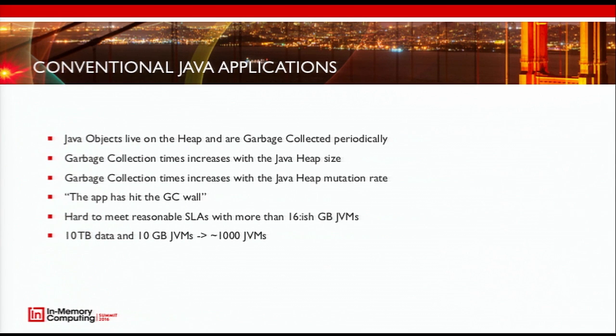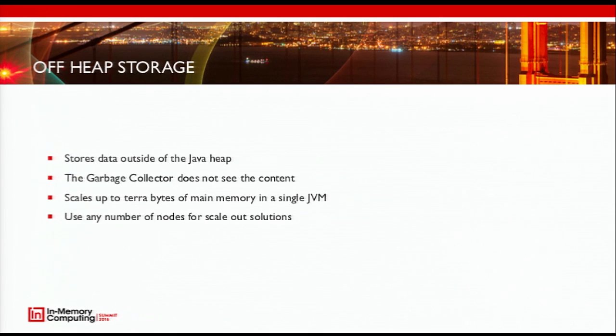So if you have 10 terabytes of data and maybe you decide on 10 gigs, you will have 1,000 JVMs. And you can have 1,000 JVMs, but certainly from a practical point of view, it's not desirable. So you need to come up with something else, and that's why you have off-heap storage.